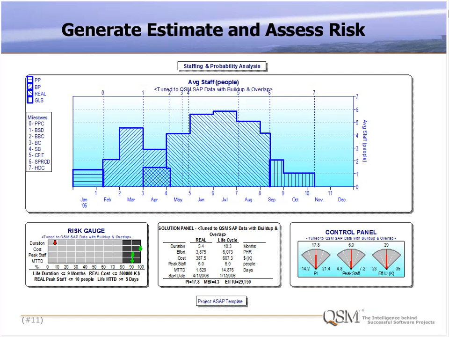I've got a risk gauge to my left that gives me the percentage chance I have of getting done on time. So in addition to generating the estimate, it's also going to let us look at risk as well as multiple planning alternatives, and it's also going to give us the ability to sanity check the estimate with industry to see if it's reasonable.